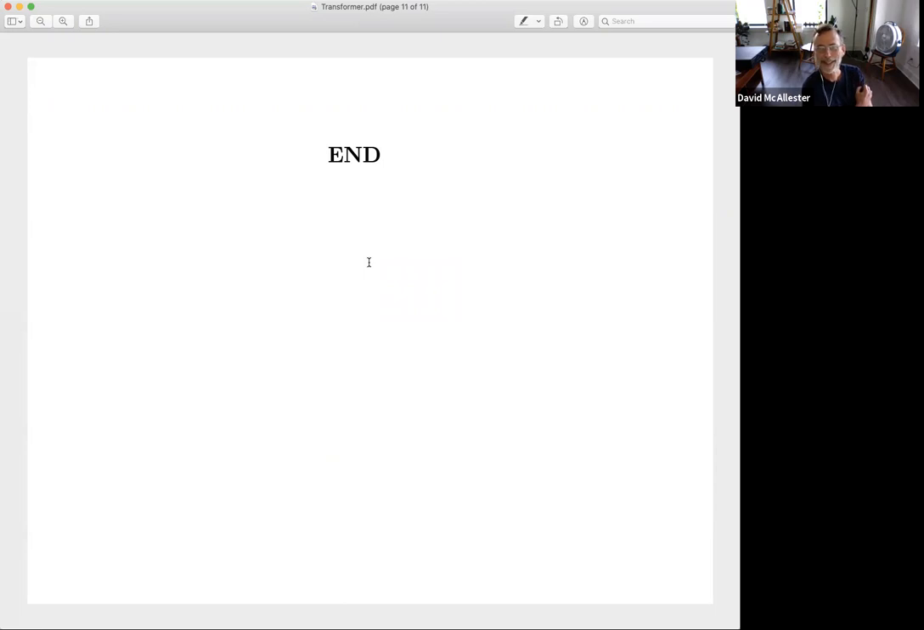Okay, so that's the first unit on transformers. The second unit is really just odds and ends. We're going to talk about what layer normalization is as opposed to batch normalization. And we're going to have some fun examples of what's been done recently with the transformer.